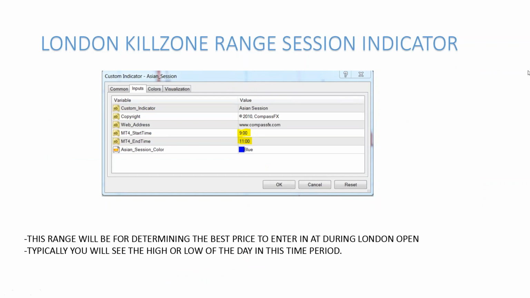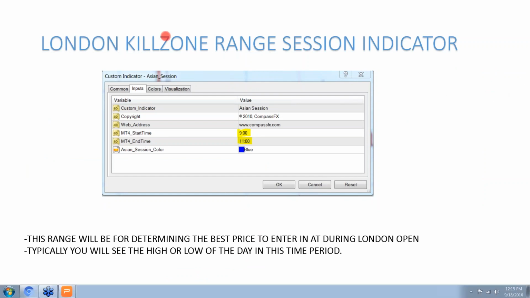So the next one we've got here is going to be the London Kill Zone Range Session Indicator. It's going to be this. You're going to use the same indicator, and you're going to have two of them on your screen. The first one is going to be the central bank dealing range, and then this one is going to be the London kill zone range.